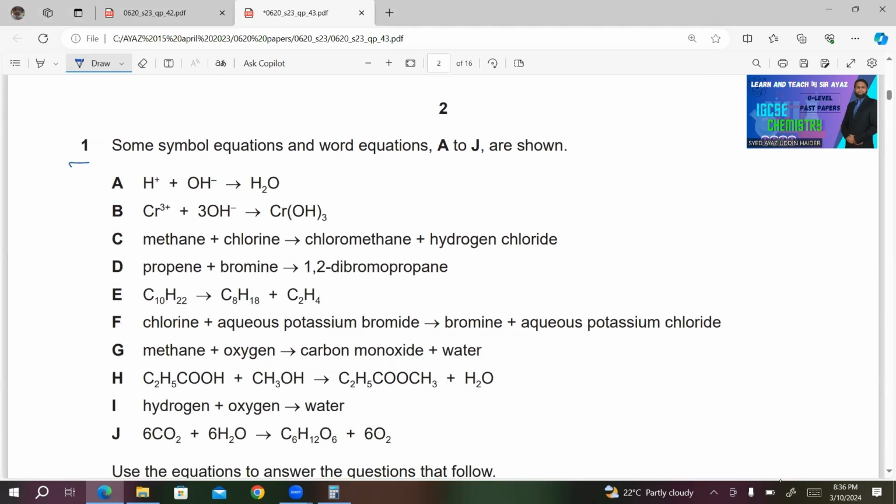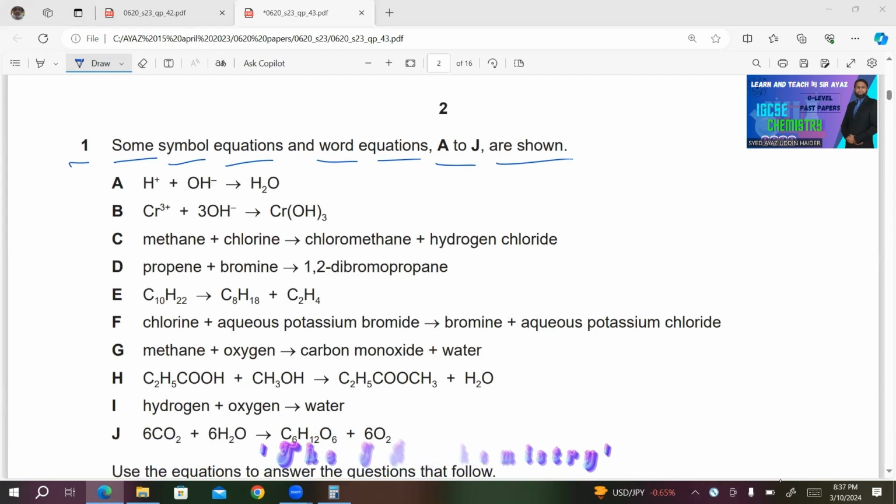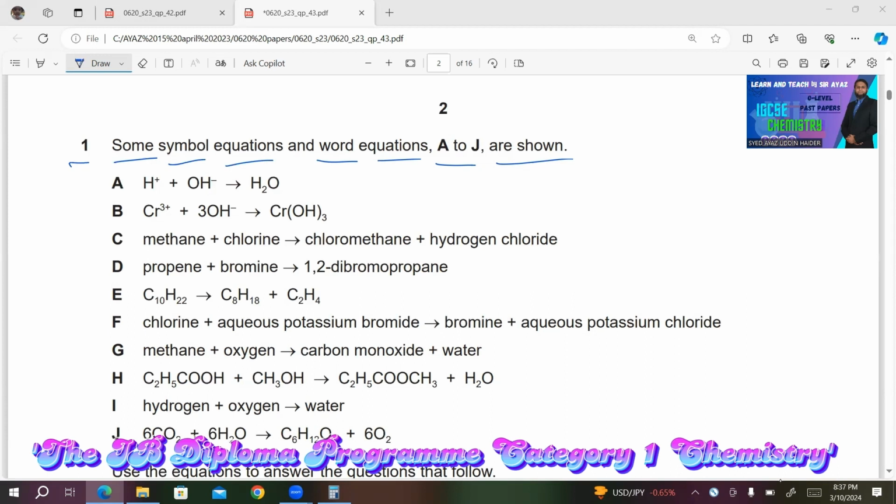Question number 1. Some symbol equations and word equations A to J are shown. In A, it's a neutralization reaction. In B, it's a precipitation reaction. In C, it's a substitution reaction. In D, it's an addition reaction. In E, it's a cracking reaction. In F, it involves displacement reaction. In G, it's incomplete combustion reaction. H is a formation of ester or esterification. I is the reaction between hydrogen and oxygen to produce water. And the last J, it's the reaction which involves the formation of glucose during the photosynthesis in plants.